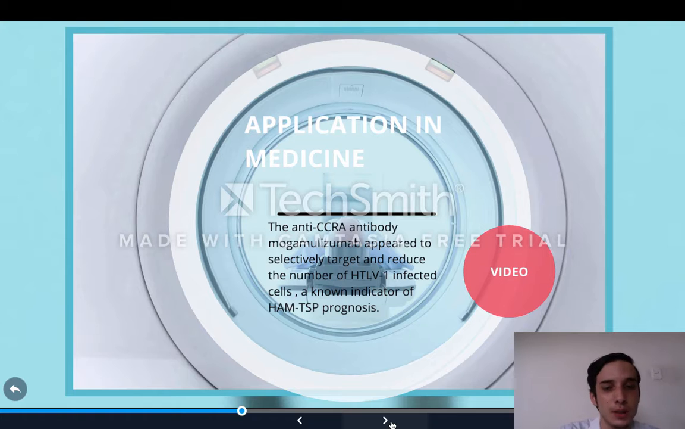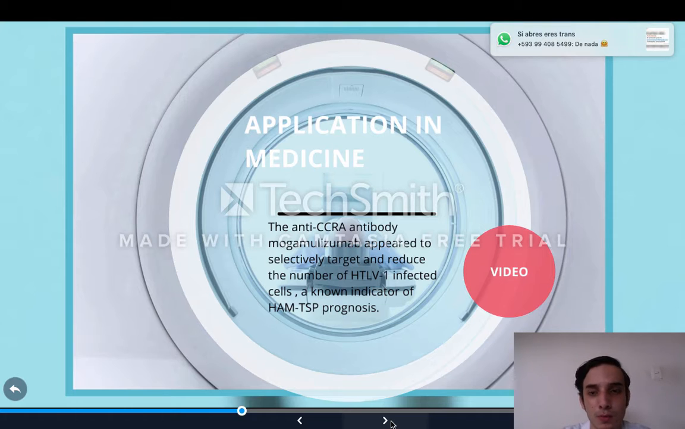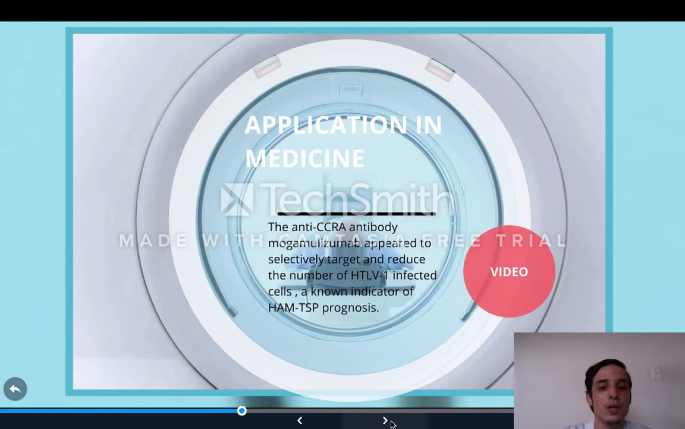Application in medicine. The anti-CCR4 antibody Mogamulizumab appeared to selectively target and reduce the number of HTLV1 infected cells and no indicator of HAM-TCR prognosis.